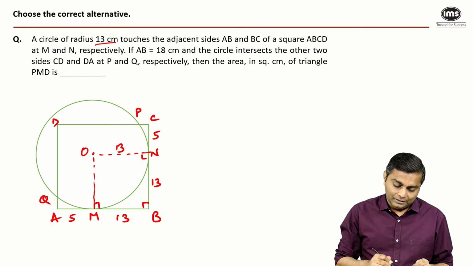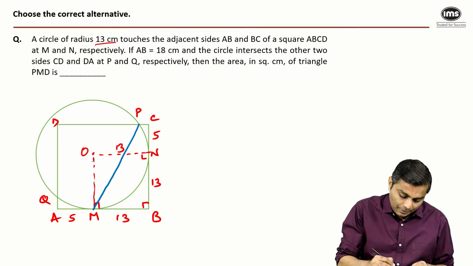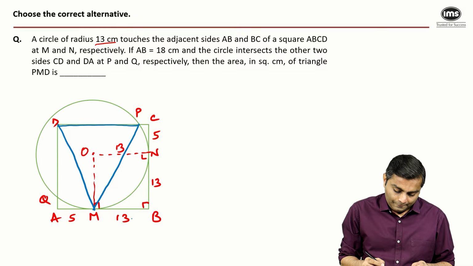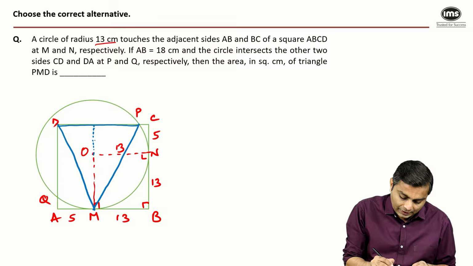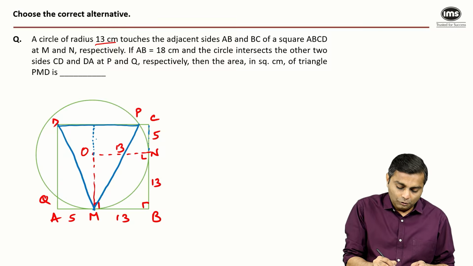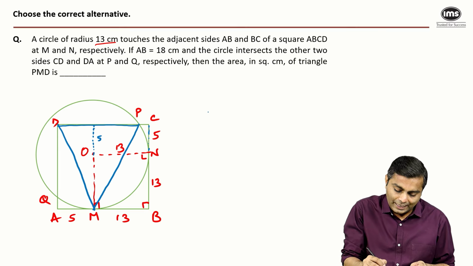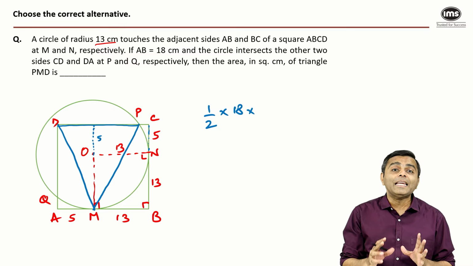Okay. Now, what else? Now, let's draw P, M and D. So, P to M and D to M. This is what we are asked. So, if you just pay attention, this is same as this, right? Correct. So this also will be 5. So the height of the triangle is 13 and 5, which is nothing but 18. So if I have to use my half base height, I know the height is 18. Let's now try and find the base, which is PD.